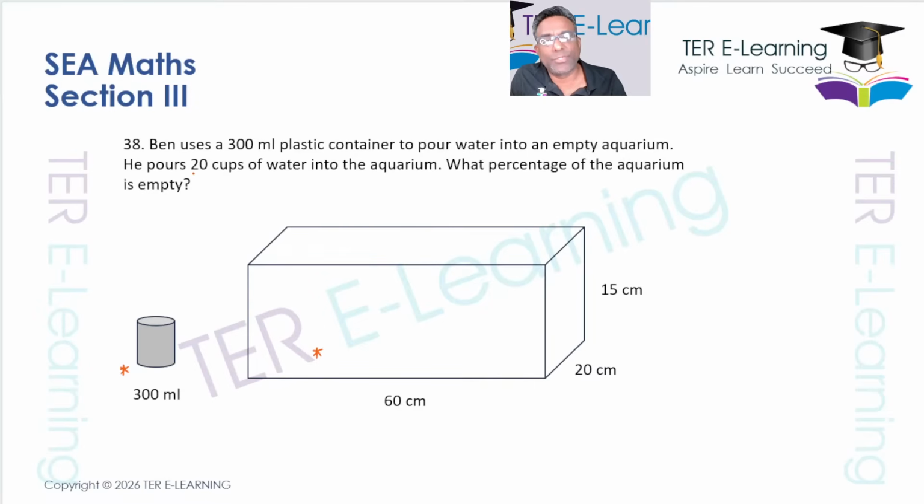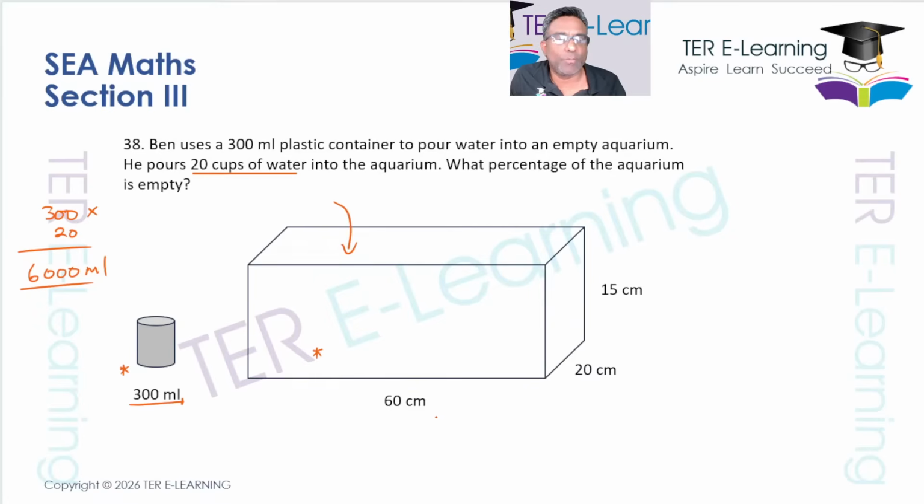The first thing, he used 20 cups of water. So I will take the 300, the capacity of 1 cup, and multiply that by 20. 3 2s are 6, so that's going to be 6,000 milliliters of water that you're pouring inside.